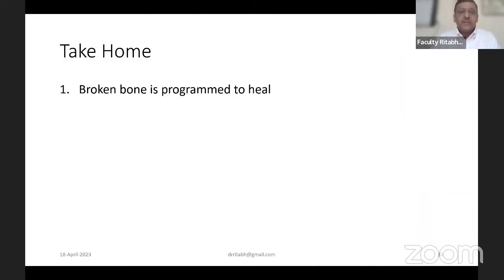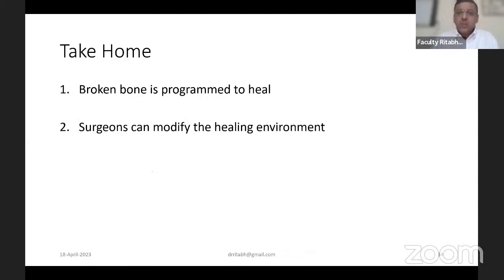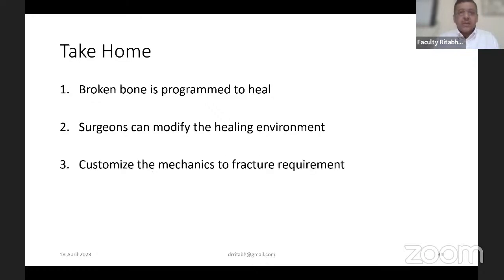So to summarize, broken bone is programmed to heal. We as surgeons can modify the healing environment. We must customize the mechanics to the requirement of the fracture, not to what we know. And whatever we do, we must try to avoid high strain conditions in any fracture fixation.